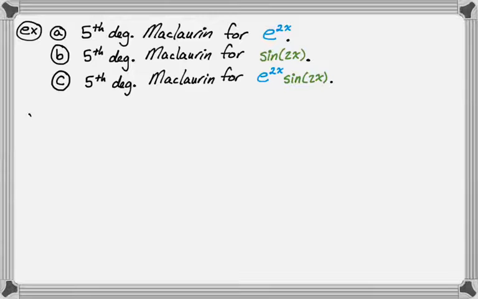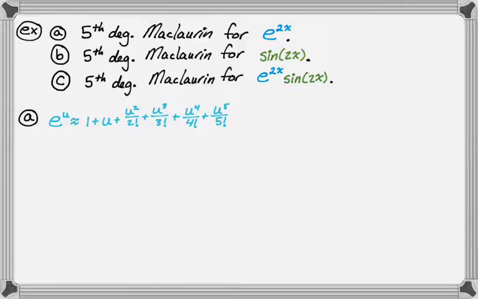So when I do a problem like A, what I like to do is write down a very general form of what I'm dealing with. So I'll use u, I guess. So it's going to be 1 plus u plus u squared over 2 factorial, u cubed over 3 factorial, u to the 4th over 4 factorial, and u to the 5th over 5 factorial. So that should get me up to the 5th degree.